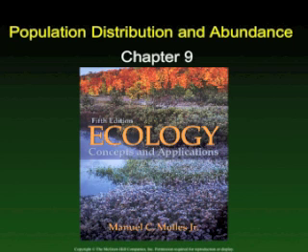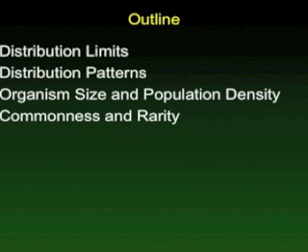Welcome, fellow ecologists. Chapter 9 deals with population distribution and abundance. In this chapter, I'll be talking about how animals are distributed across their environment and what limits that distribution, and what sorts of patterns we see in the distribution of animals in their populations, and then also how the size of animals tends to affect their population density. And then finally, I'll be talking about some of the factors that affect how common or rare various organisms are.